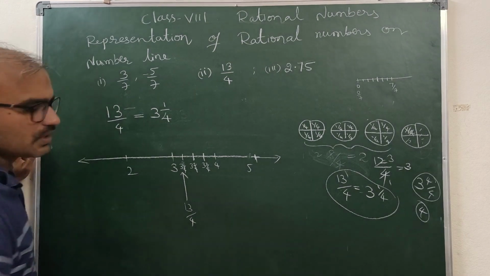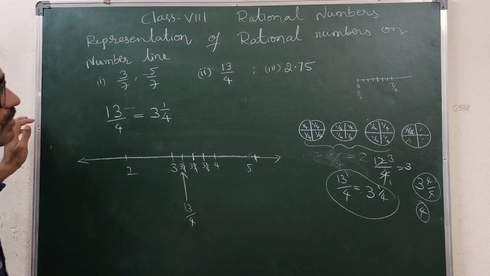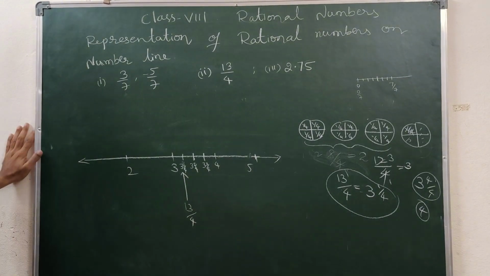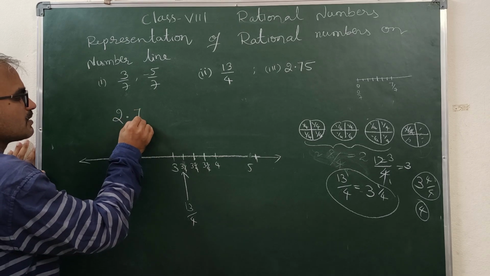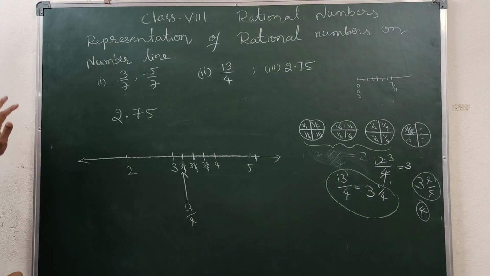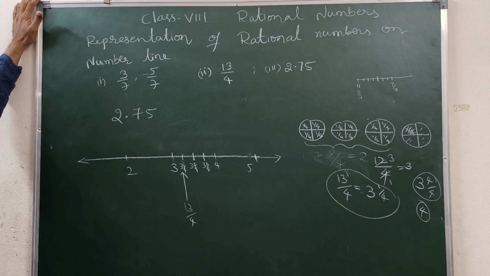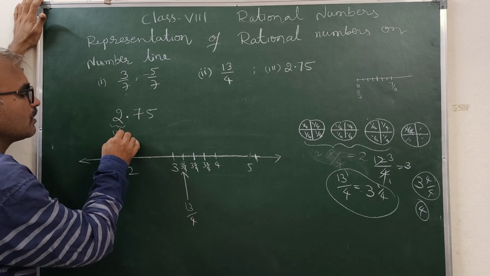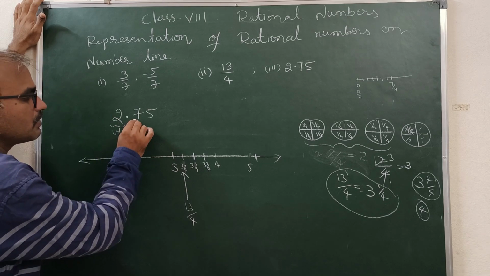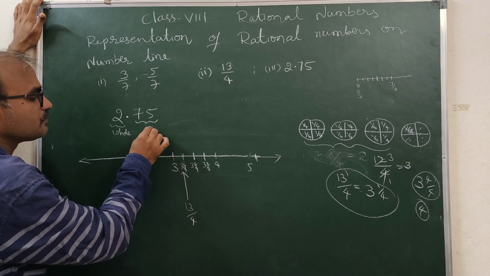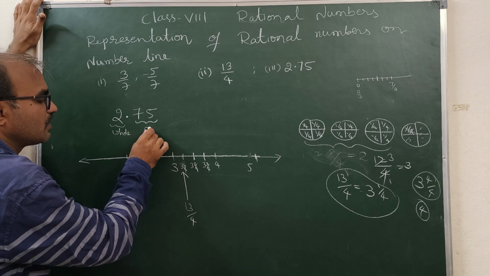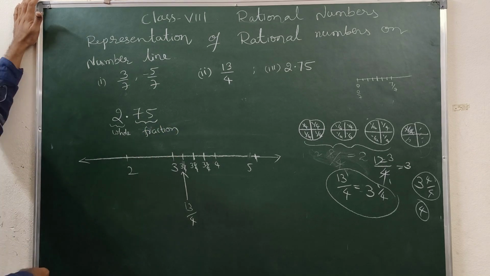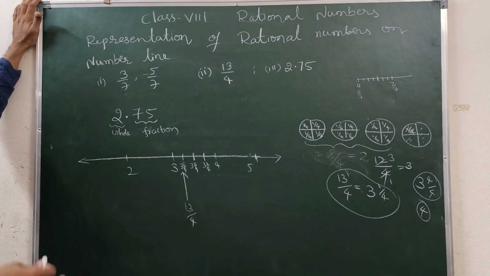So let us locate the same on the same number line. The number we don't have here: 2.75. In decimal numbers, the number before the decimal will be the whole, right? This will indicate the whole number part. This will indicate the fraction part. So if it is a fraction, you should know how many parts it is made into, right?